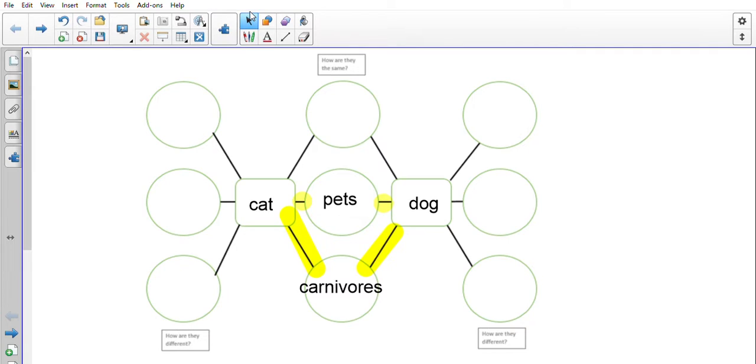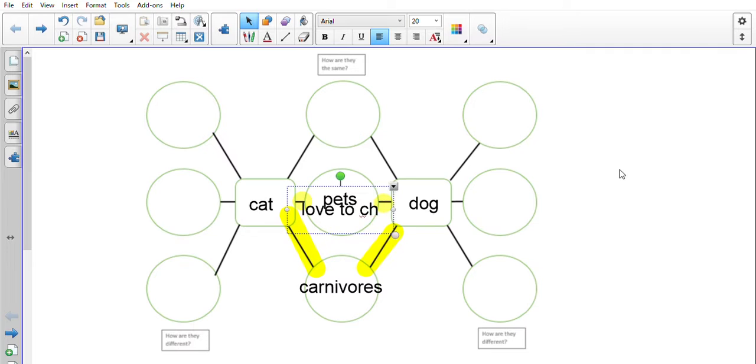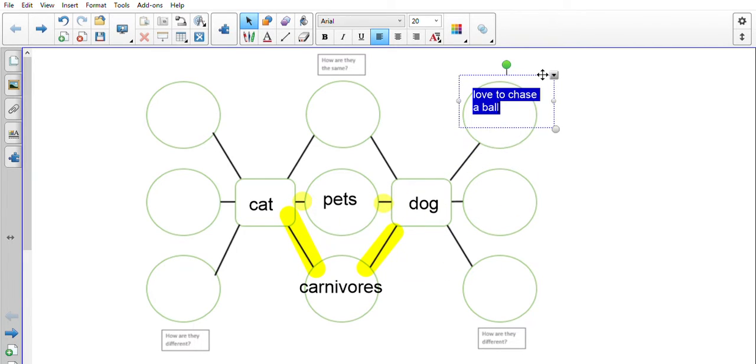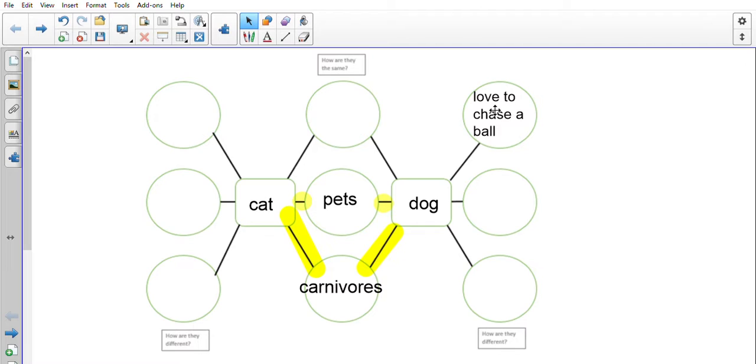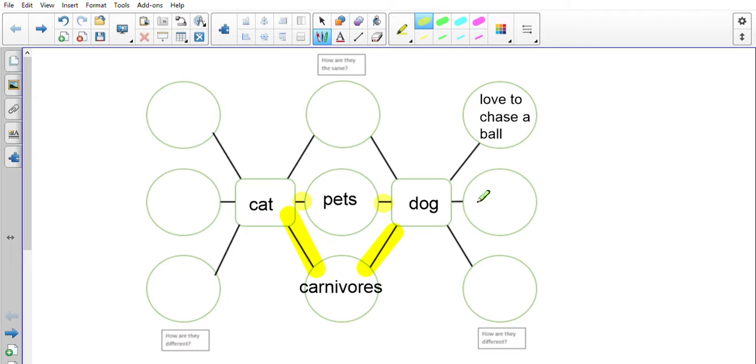If I was thinking of something that's specific for dogs, something that cats don't like to do, in a very simplified way, I might say love to chase a ball. So I might pop that in here for my dogs. I've put that only here for dogs because on very rare occasions you might get a cat that likes to chase a ball, but the vast majority of dogs do love that. It might be like my dog, loves to chase it, never brings it back.